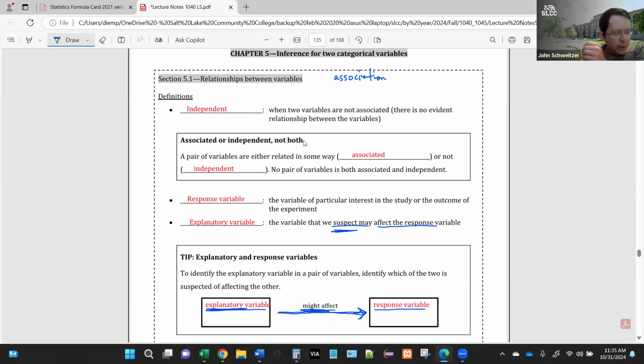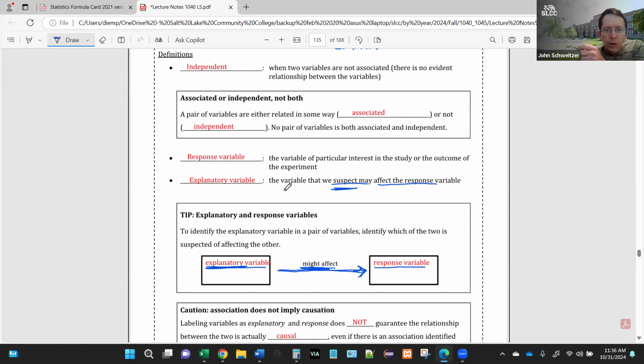The other kind of relationship, a little bit stronger of a claim, would be causation. And that's where one is actually causing the other to change. Causation is harder to prove, but there are ways of doing it, and we'll talk about it in this chapter.